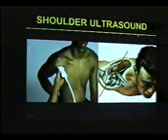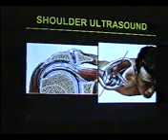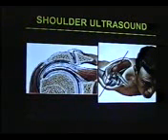We put our probe here and we look for different types of muscles and tendons. We look for the joint. This is the AC joint, acromioclavicular joint, and here we can see the subacromial subdeltoid bursa. This is the deltoid, head of the humerus. Here is the labrum and the tendons of supraspinatus and infraspinatus.